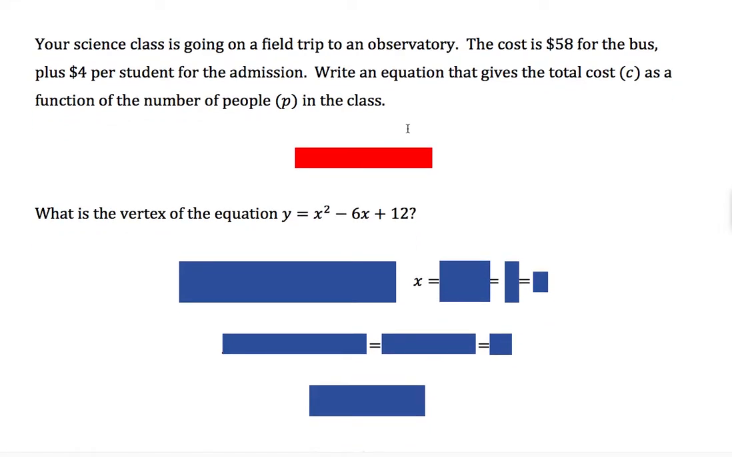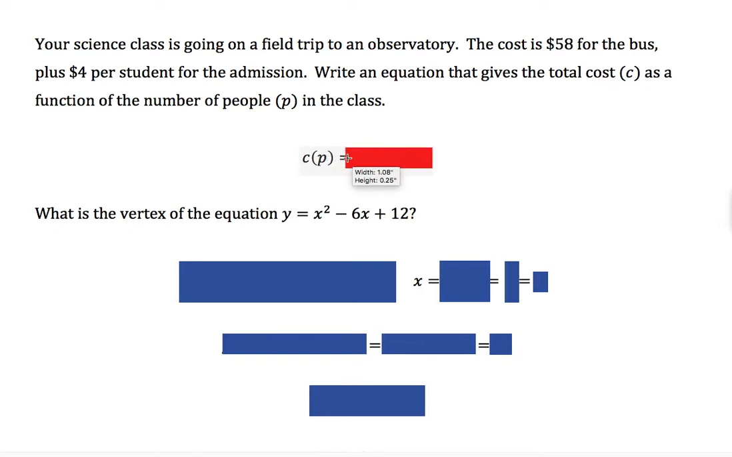Next problem, your science class is going on a field trip to an observatory. The cost is $58 for the bus, plus $4 per student for the admission. Write an equation that gives the total cost as a function of the number of people in the class. So because they use the word "the" right here, that indicates that we're only going to get one bus. Okay, so I want the total cost as a function of the number of people, P, in the class. So the variables I'm going to use are C and P. So it's going to be C of P, so total cost according to how many people are going.